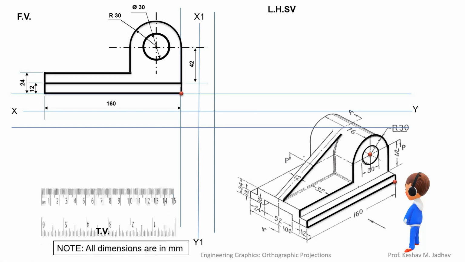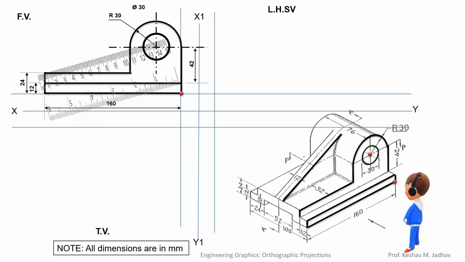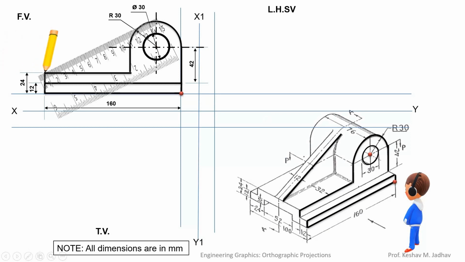So we can draw a line by using a scale. So the starting point is this, and that rib is tangent to this cylindrical portion. So we can draw a line like this.